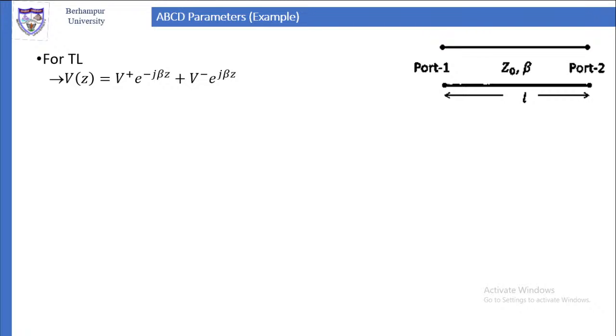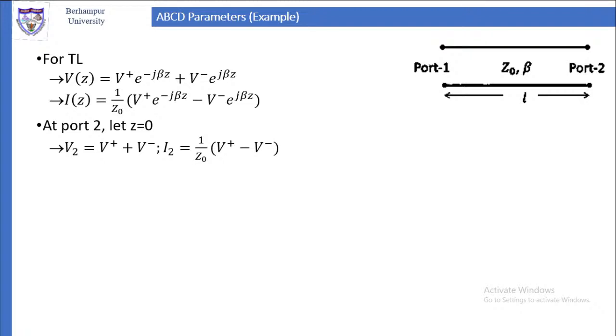V(z), for the transmission line, voltage at any point on this transmission line will be V plus exponential minus j beta z plus V minus exponential j beta z. And I(z) is equal to 1 by Z0 into V plus exponential minus j beta z minus V minus exponential j beta z. These are from the theory of transmission line. These two expressions we know. Now at port 2, let small z be equal to 0, not impedance.